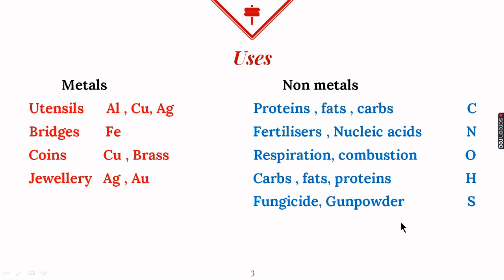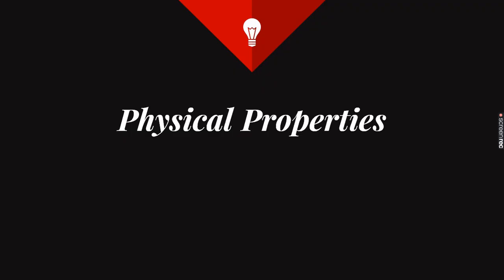These reasons are sufficient to understand that we need to study the properties of metals and non-metals so that we can use them in a better manner. We will start with the physical properties first. Physical properties include all those properties which we can perceive with the help of our five senses, just like we can hear or see or smell. So all these things come under physical properties.